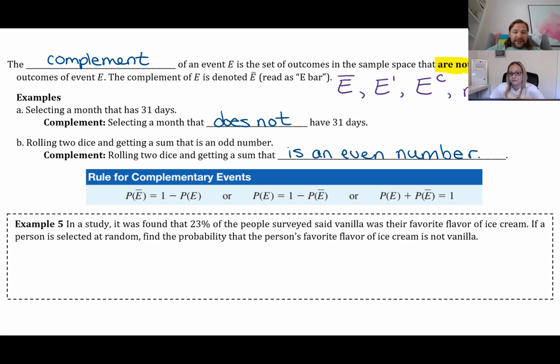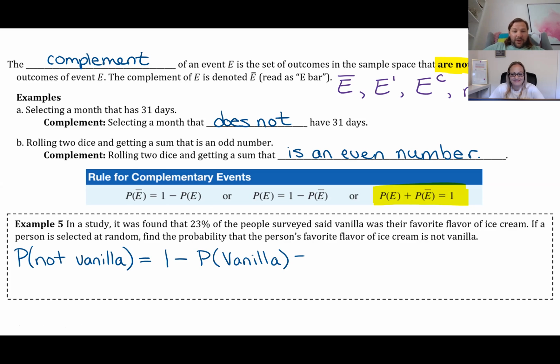So let's take a look at an example, example 5. It says, in a study, it was found that 23% of the people surveyed said vanilla was their favorite flavor of ice cream. If a person is selected at random, find the probability that the person's favorite ice cream is not vanilla. So this is just asking you to apply this rule. Can you all figure out the probability of finding someone whose favorite ice cream is not vanilla? Well, that would be 1 minus the probability of vanilla, which is 1 minus 0.23. So you should get 77%, or 0.77, as the probability of their favorite ice cream not being vanilla.